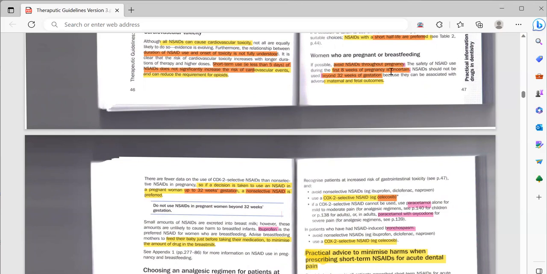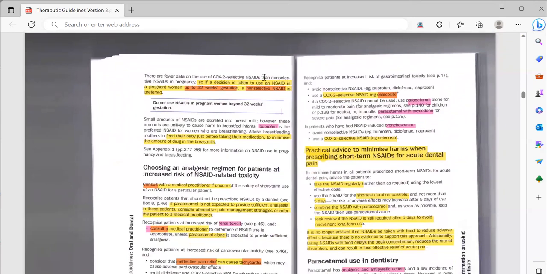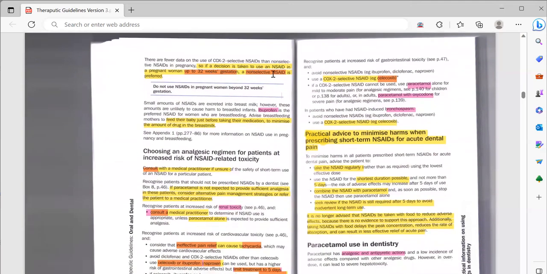But the safety of NSAID use during the first 8 weeks of pregnancy is uncertain, so do not prescribe any NSAIDs in the first 8 weeks, like in the first trimester. NSAIDs should not be used beyond 32 weeks of gestation, because they can be associated with adverse maternal and fetal outcome. There are fewer data on the use of COX-2 selective NSAIDs than non-selective NSAIDs in pregnancy. So, if a decision is taken to use an NSAID in a pregnant woman up to 32 weeks gestation, a non-selective NSAID is preferred.